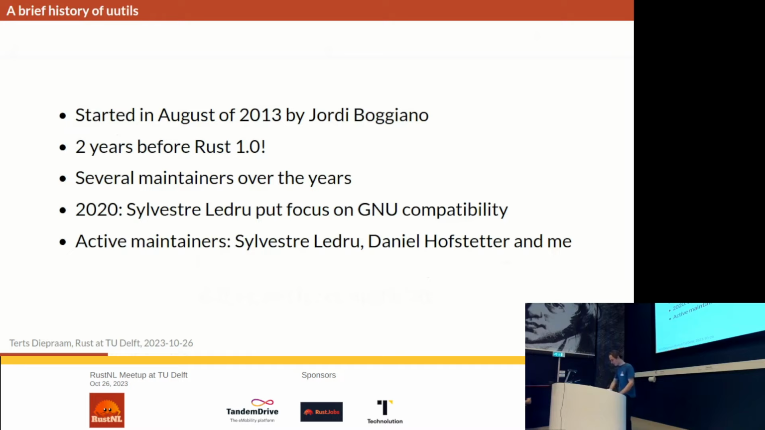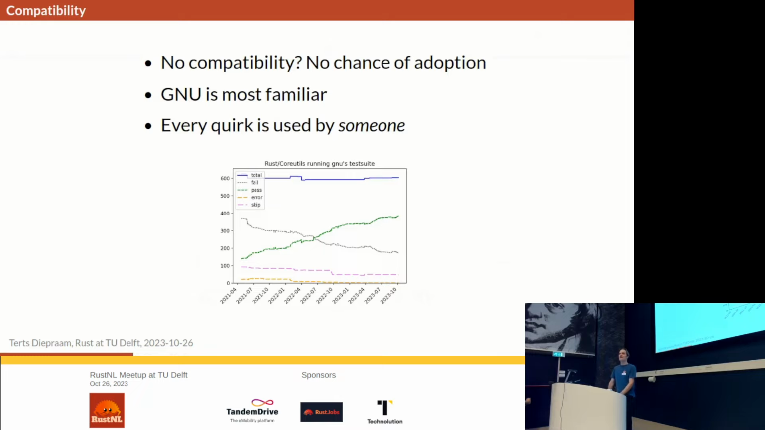So why do we want this compatibility? Well, there's so much right now on all of your systems, if you're using Linux mostly, that is relying on these utilities that if the implementation is not compatible, you're not going to adopt it because too much is going to break. So we need that compatibility if we want to have any chance at adoption. GNU is the most familiar and the most common implementation of this, so that's what we're going to be compatible with.